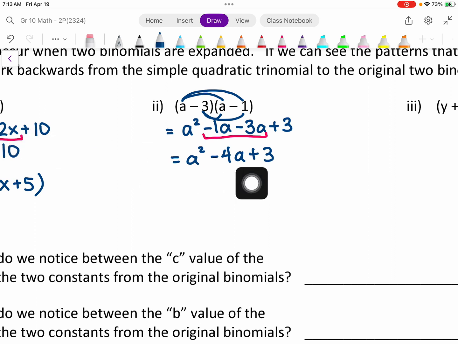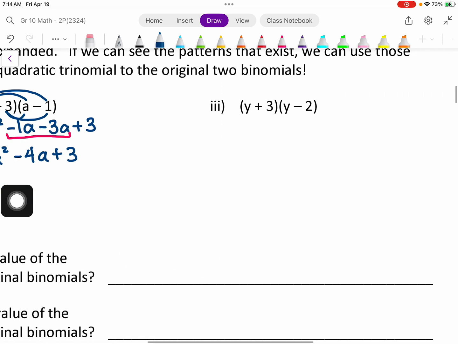So I want to see two numbers that multiply to 3. So 3 and 1 multiply to 3, and I need them to add to negative 4. So negative 3 and negative 1 add to negative 4. So it looks like our pattern worked again. Let's try with one more.